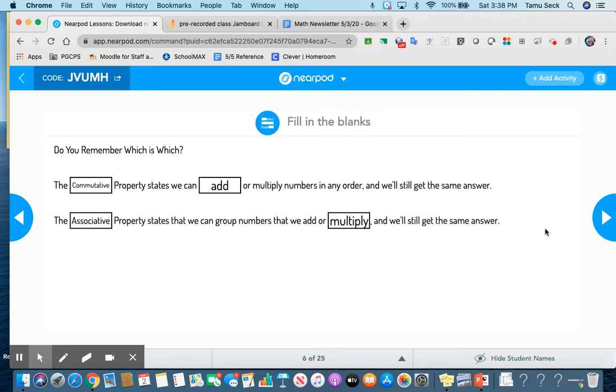Let's review. The commutative property says that you can add or multiply numbers in any order and get the same answer. And the associative property says that we can group numbers that we add or multiply and we get the same answer.